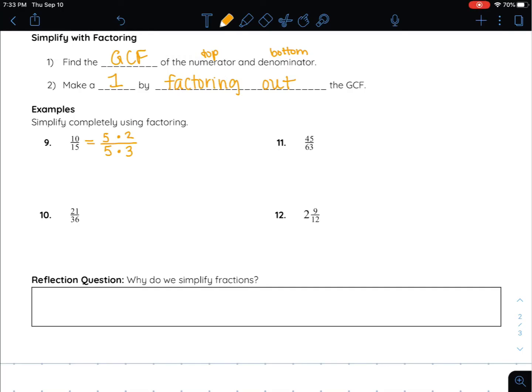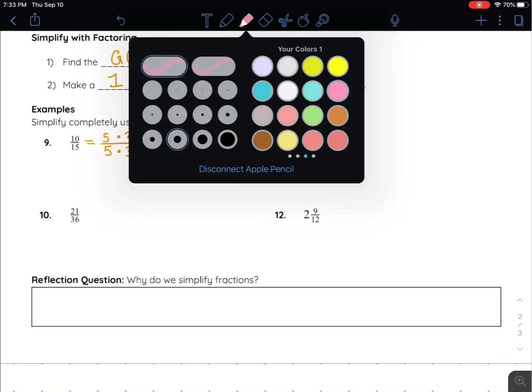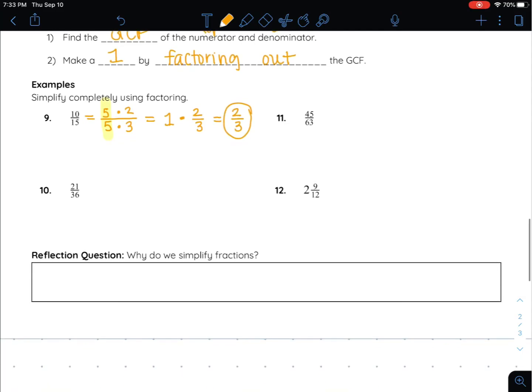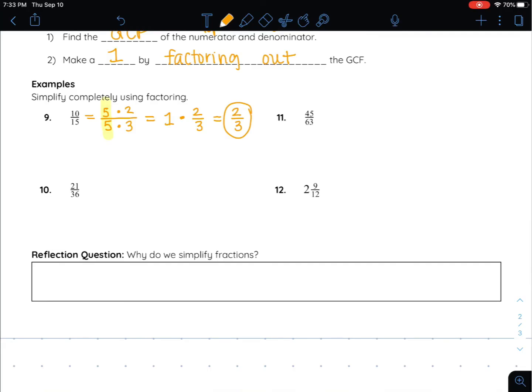So now, this is what I meant about the 1. Do you see the 5 over 5? That's just equal to 1. So our answer here is 1 times 2/3. Well, 1 times anything is just that thing. So this is just 2/3. Okay? And let's look at just one more of these. We'll look at number 10.